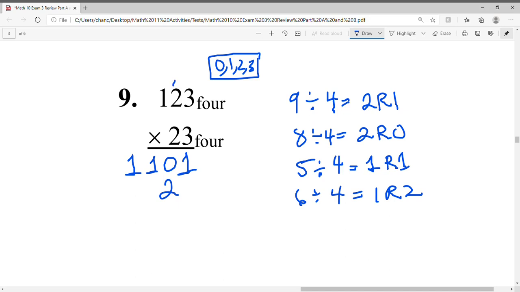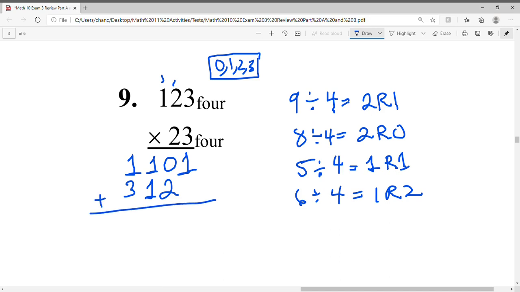2 times 2 is 4, plus 1 more, that's 5. I know 5 is 1 remainder 1. Put a 1, and then carry that 1 over. 2 times 1 is 2, plus 1 more, that's 3. 3 does exist, so that's perfectly fine. We'll put it down here.